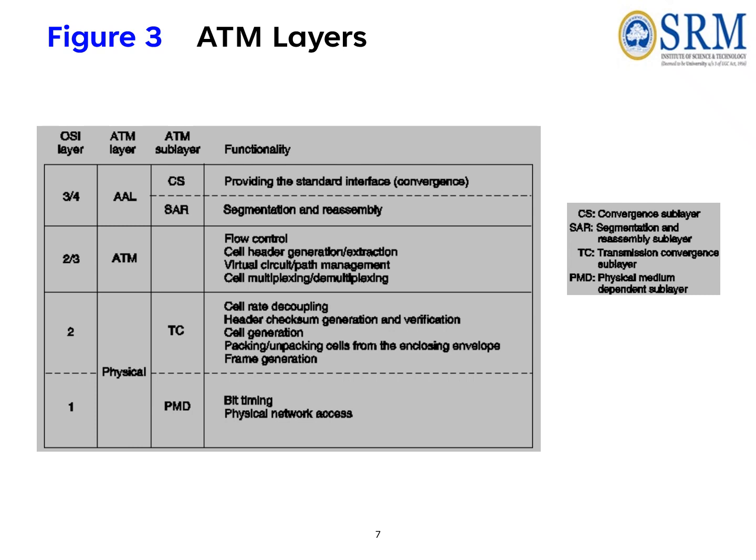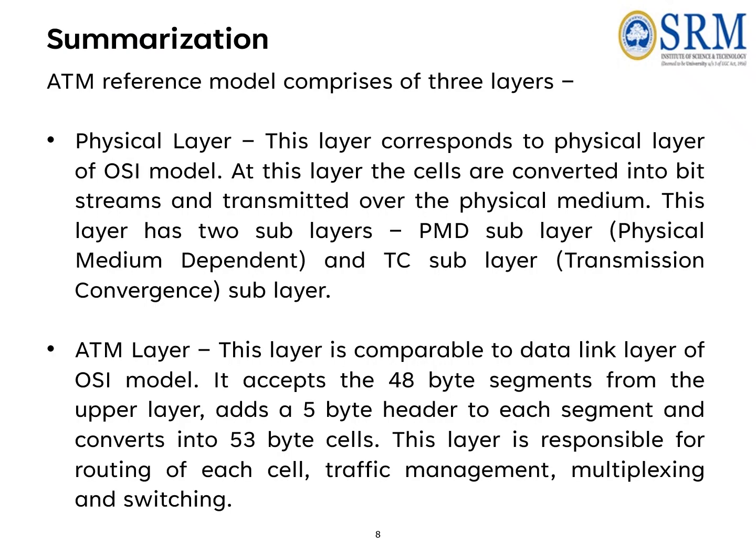So to conclude, the physical layer is responsible for cell rate decoupling, header checksum generation and verification, cell generation processes, packing and unpacking of cells, frame generation, bit timing, and physical network access. This is how all three ATM layers function. Next, we'll see the summarization of this session. So far, we have discussed the different ATM layers available, that is the physical layer, the ATM layer and the ATM adaptation layer.